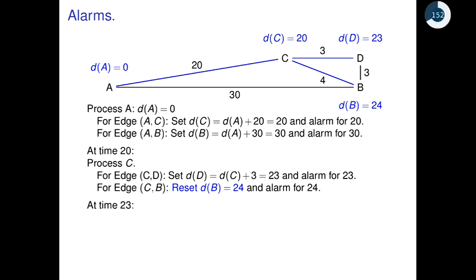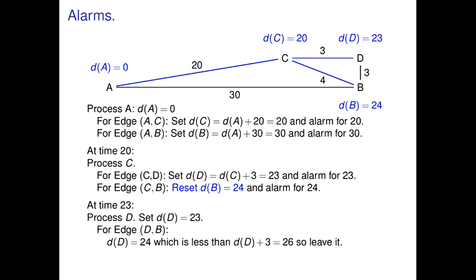And then from there, at time 23, what do I process? What do I process at time 23? D, right? Why did I wake up at 23? I set an alarm at time 23. So I didn't do anything at 21 and 22. I was sleeping. But at 23, an alarm goes off, and I have to do something. And that's process D. Then you set D to be 23, and then you process the neighbors.